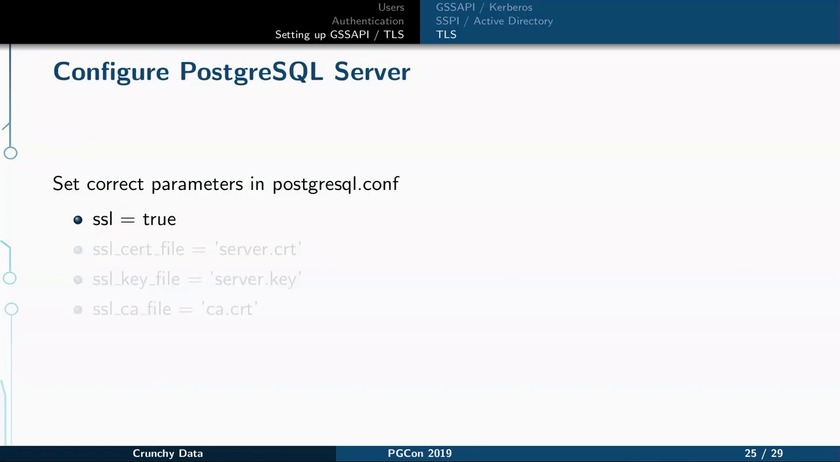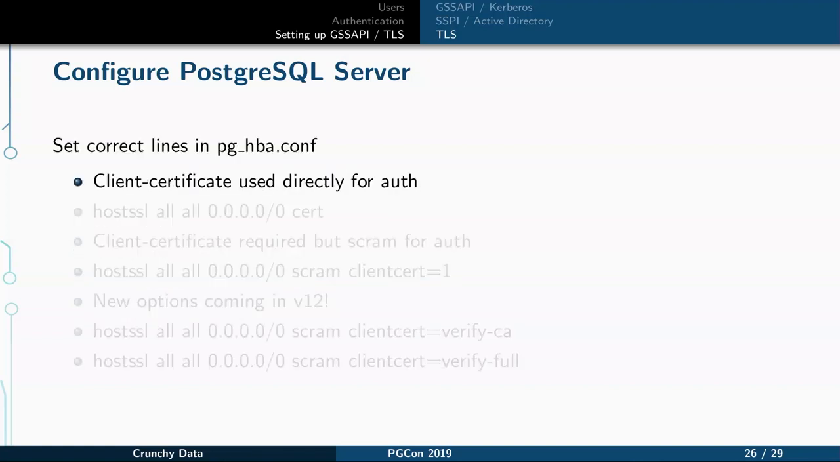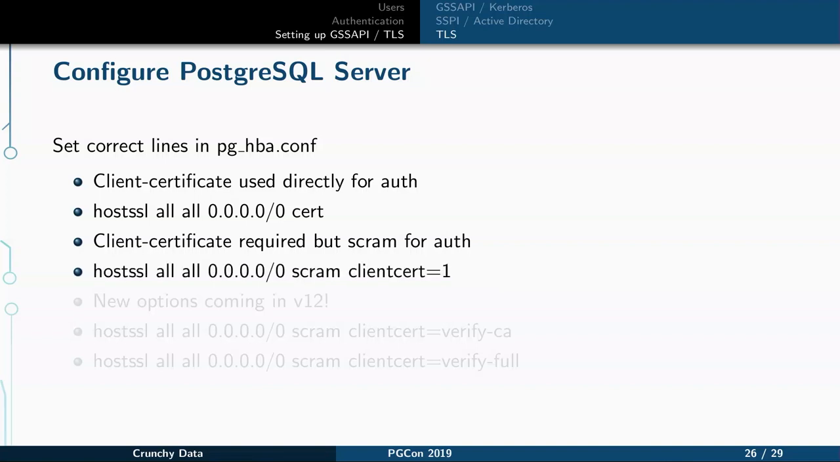All right, moving right along. To set it up in Postgres, you need to set ssl true, ssl_cert_file to the certificate file, ssl_key_file, and ssl_ca_file. These are reasonably straightforward. Hopefully it's not too complicated. Once you've done that, you need to set up the correct pg_hba. If you want to force SSL, you say hostssl, and then you use cert over here for certificate-based authentication. You can also require client certificates but use scram for authentication. Today you can do that using clientcert=1.